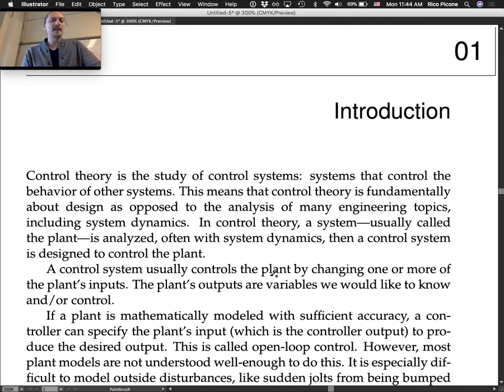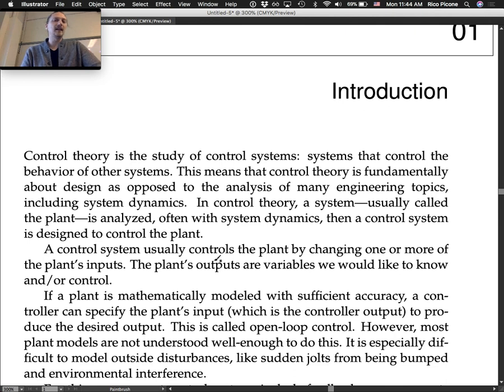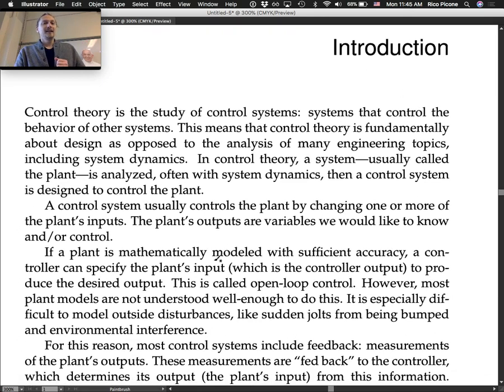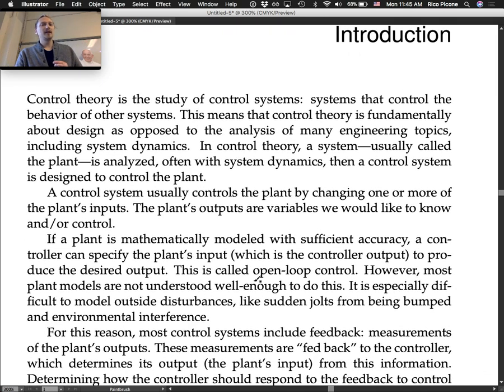In control theory, a system, usually called the plant for historical purposes, is analyzed, often with system dynamics. Then a control system is designed to control the plant. So we have a plant or a system that we want to control, and we analyze it first, and then we design a control system to match that plant to make it behave the way we want. A control system usually controls the plant by changing one or more of the plant's inputs.